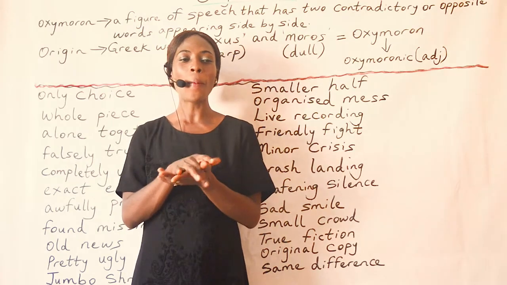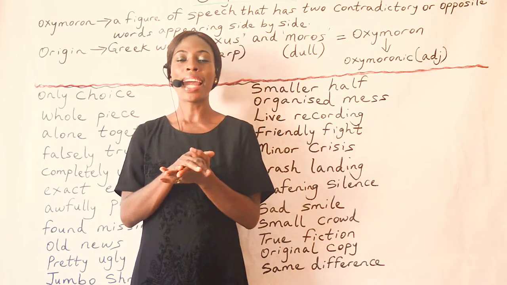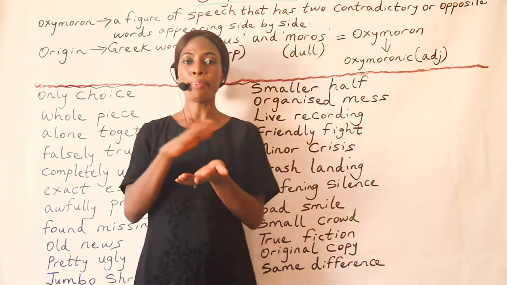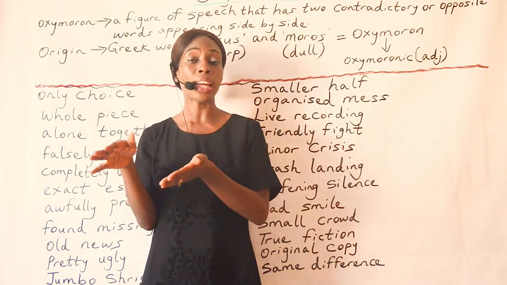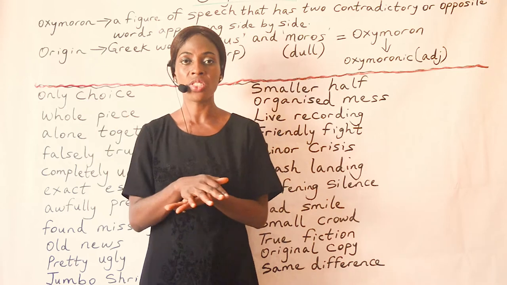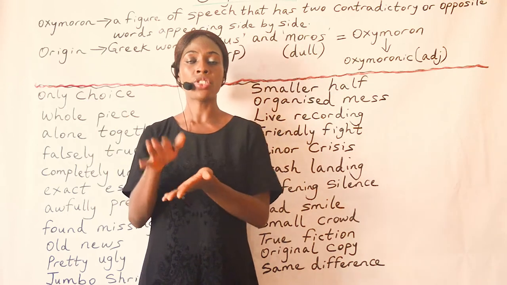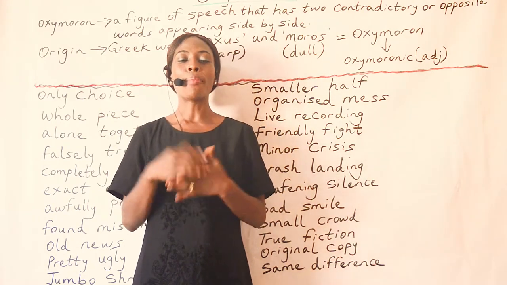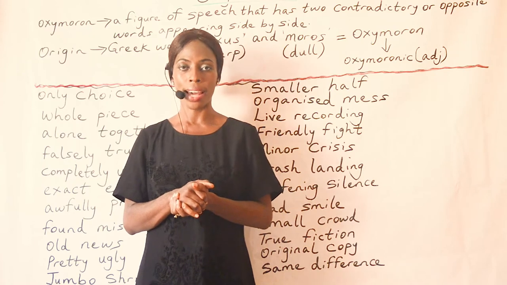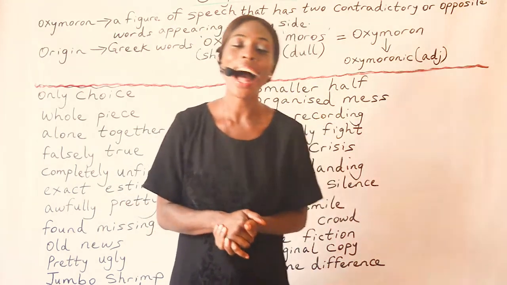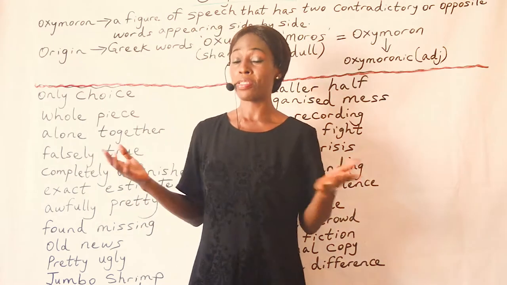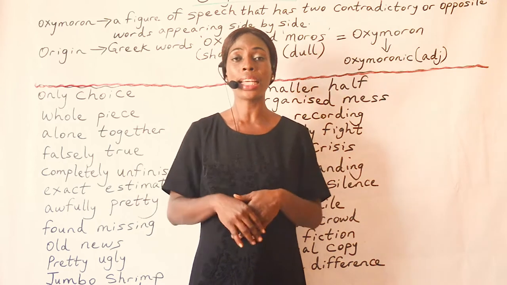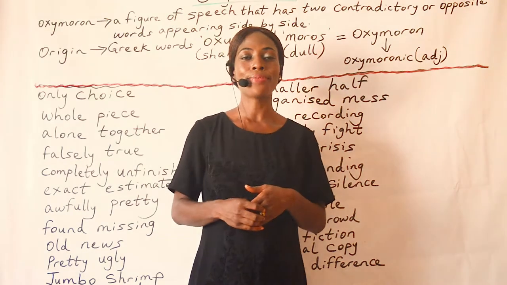Sentence number four. The carpenter left the bench completely unfinished. That means he didn't finish making the bench. The next sentence, my sister and I had a friendly fight. Is a fight friendly? Do you have such a thing as a friendly fight? You fought, right? So it's not friendly.